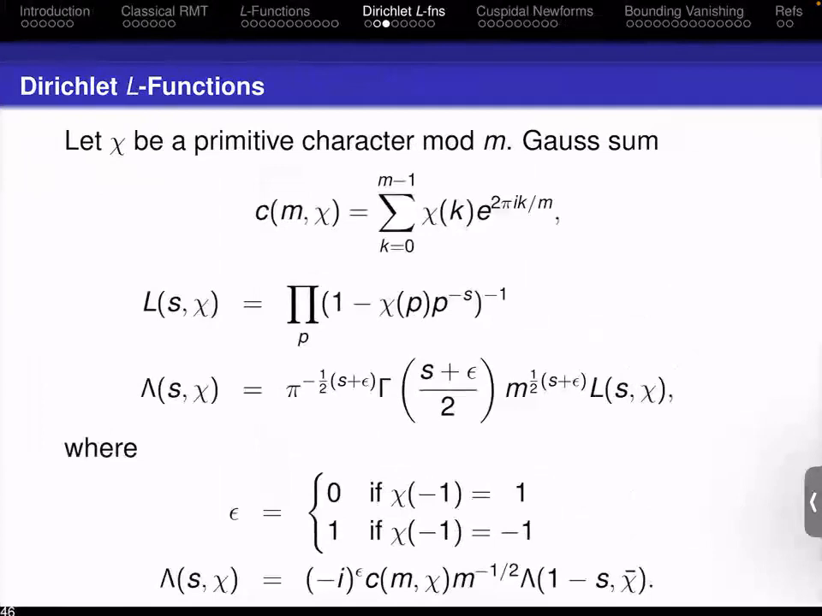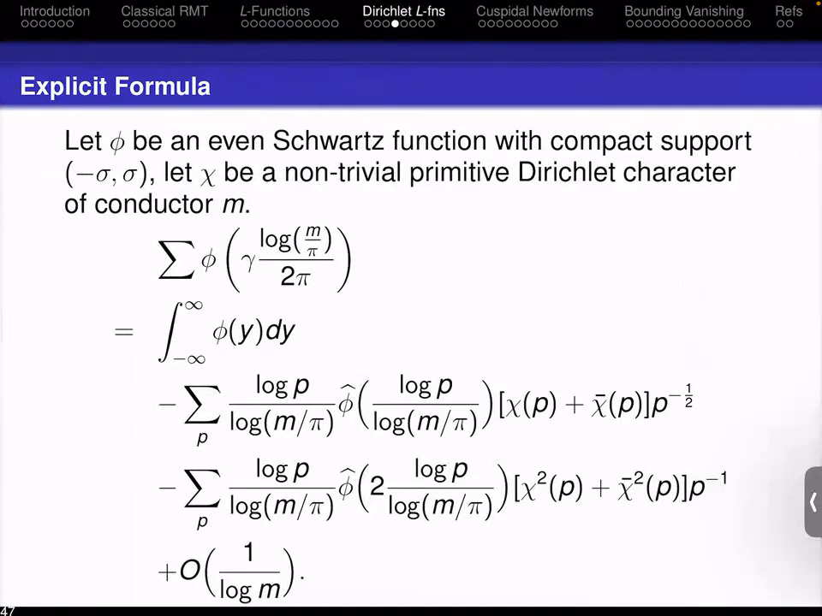I can write it as a product over primes. I can write it as a sum. And then I have a functional equation, and there's a little bit of a change depending on what is the value of pi of minus one. But again, I have something that relates values at s to values at one minus s. I have an explicit formula which relates sums over zeros to sums over primes.